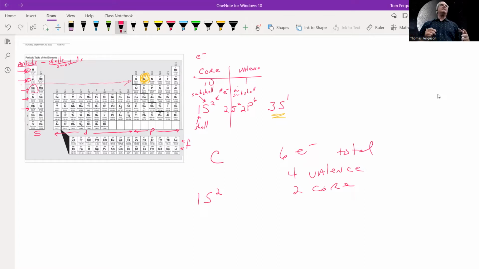Now that's not a full shell. A full shell would be like neon over here. So we're partially through shell number 2 into the P's. So how many S electrons are there in that shell number 2? 2. What about the P's? How far are we into the P's? 2. Okay, so let's add the electrons up at the top. 2, 4, 6. What's the atomic number for carbon? 6. So we accounted for all the electrons.